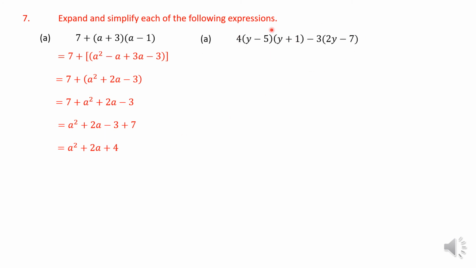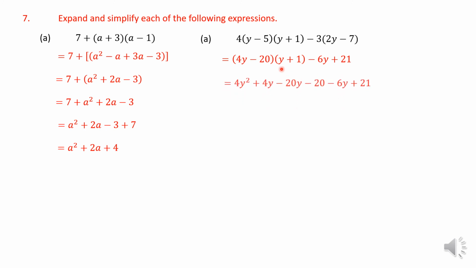So you have two terms similar here. There are many ways you can do it. So what I did, I multiplied the 4 first into the first bracket, and then I multiplied the brackets together. So 4 times y gives you 4y, and 4 times negative 5 gives you negative 20. And then I also multiply negative 3 times 2y is negative 6y, and a negative times a negative gives you a positive. 3 times 7 is 21.